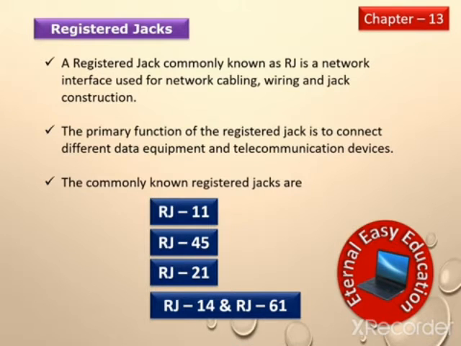So, before learning the types of jacks, what is a registered jack? A registered jack, commonly known as RJ, is a network interface used for network cabling, wiring and jack construction. That means the connectivity between the two components in a network. The primary function of the registered jack is to connect different data equipment and telecommunication devices.